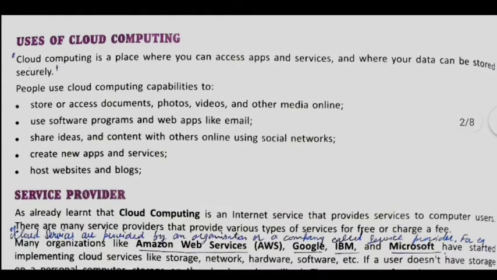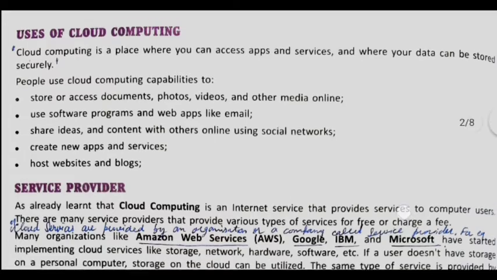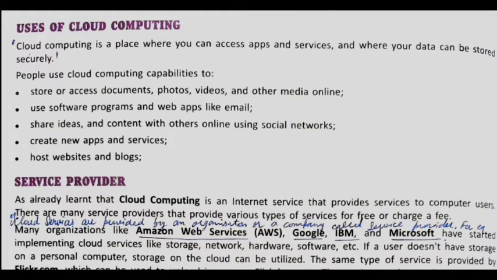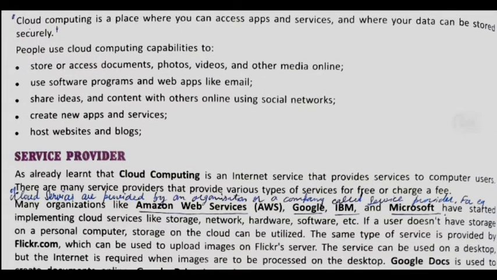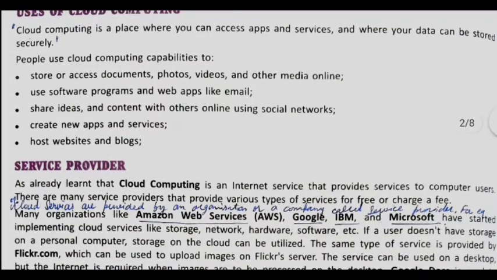So here we have the uses of cloud computing. Cloud computing is a place where you can access all the app services and where your data can be stored securely. So following are the capabilities of cloud computing. First, you can store and access documents, photos, videos, and other media online. Second, you can use software programs and web apps like email, Gmail, etc. Then you can share ideas and content with other people with the help of social networks. Then you can create new apps and services using cloud computing.